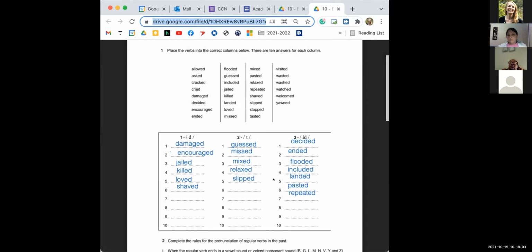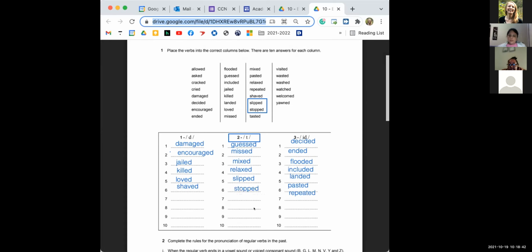Lisette, why do you think two? Because of the P. Two consonant. Both slip and stop end with the final P, and with that P there's no vibration in your neck. So those are voiceless sounds. So they both take the T sound. Slipped, stopped.